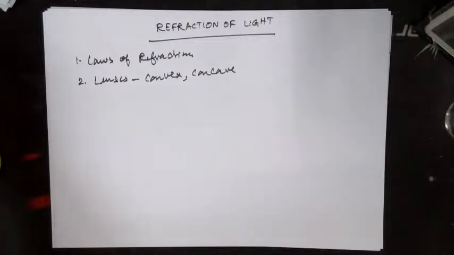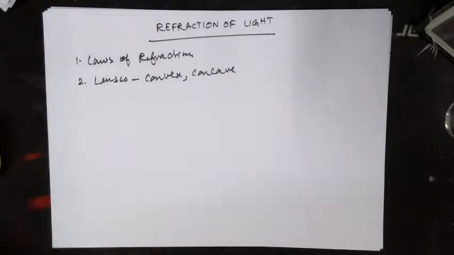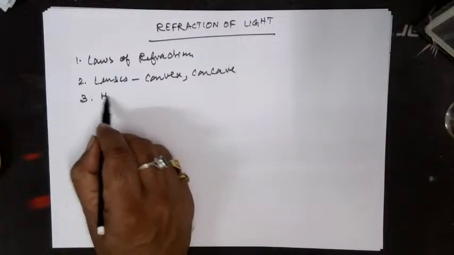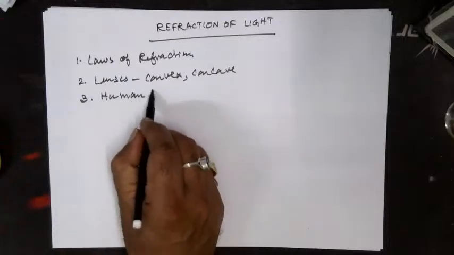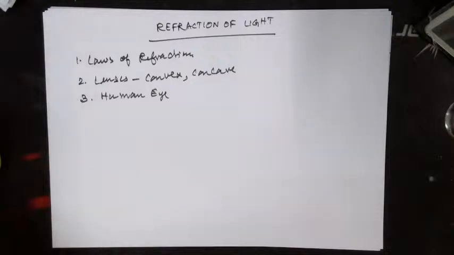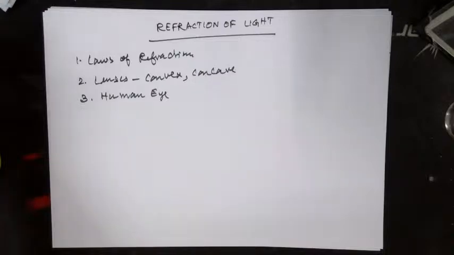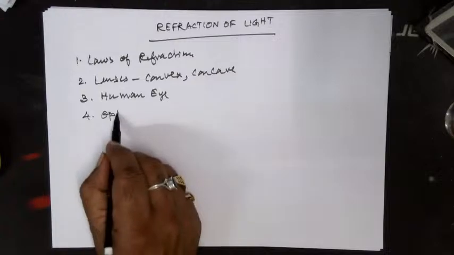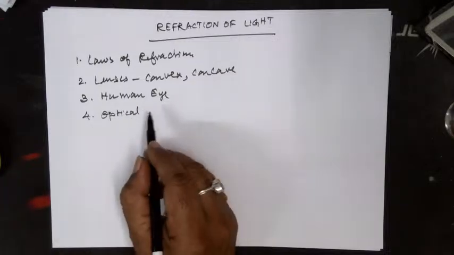Then we will be discussing the magnification of lens, sign convention, then lens maker's formula. Finally, we will be discussing the power of lens. Then we will also include human eye. And we will also be discussing various optical instruments also, like microscope, telescope, etc.